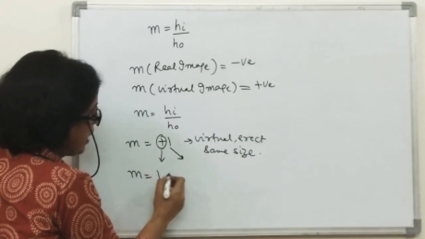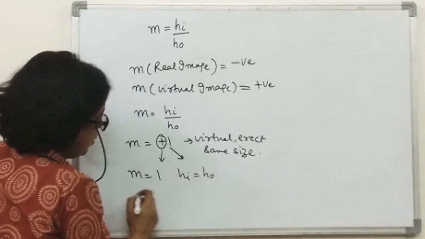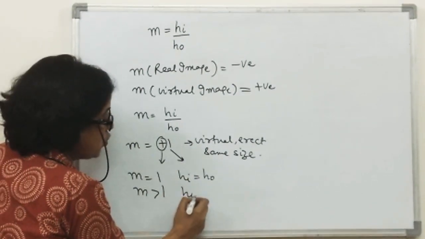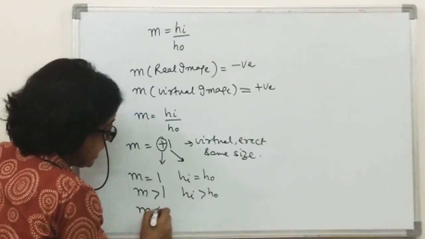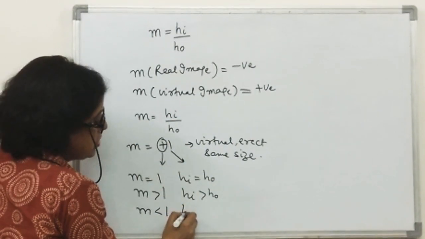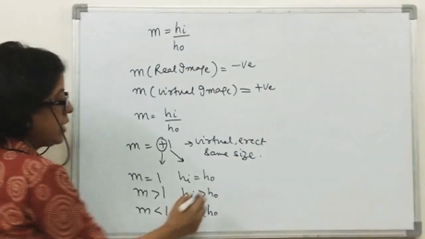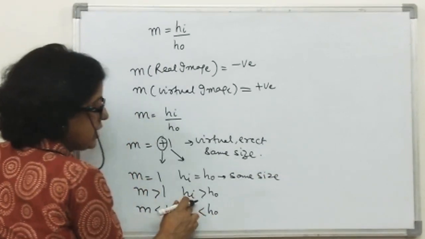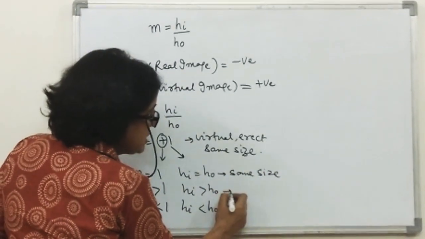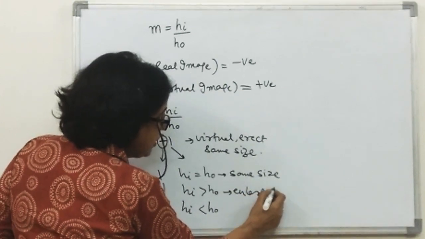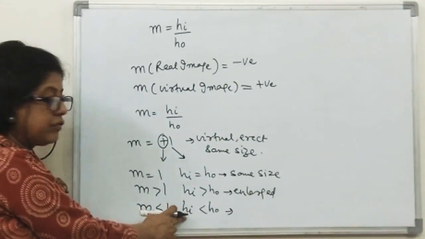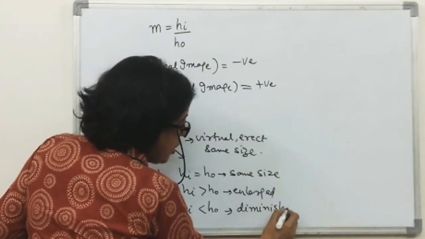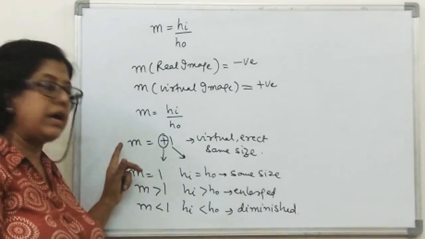Now if M is equal to 1, that means HI is equal to HO, and we say the image is same size. If M is more than 1, that means height of image is more than height of object, and we say the image is enlarged or magnified. If M is less than 1, that means height of image is less than height of object, and we say the image is smaller in size or diminished. So this is how we can read the value of magnification.